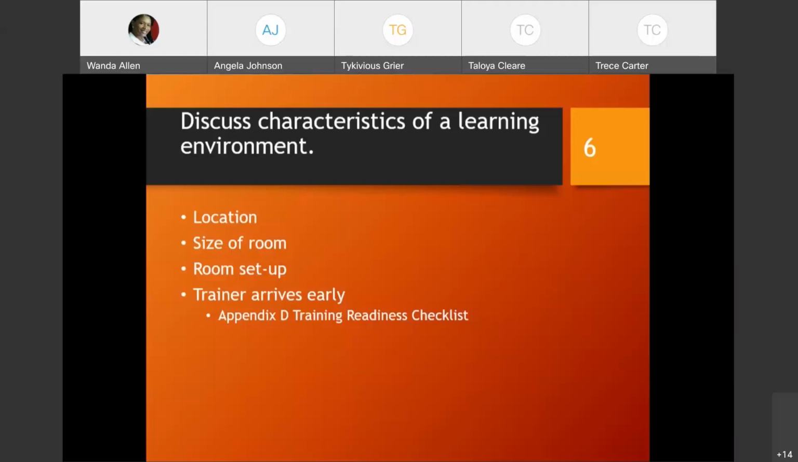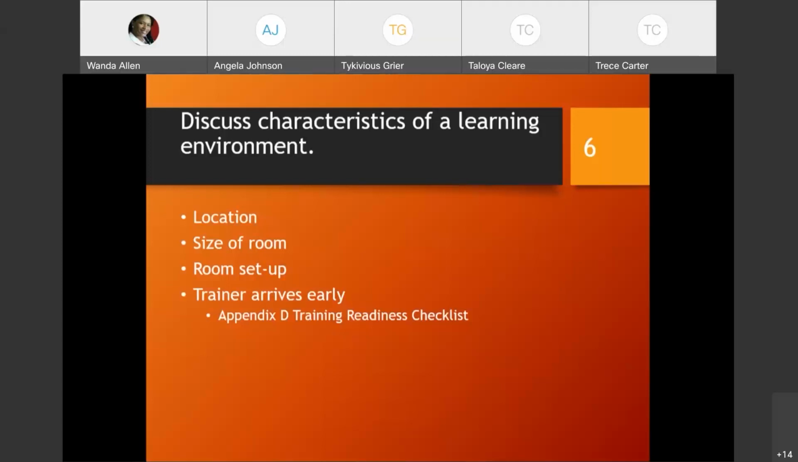Also, as it relates to the learning environment, the trainer arriving early actually has an impact on the learning environment. For example, with this session, I started about 15 minutes before the time I was here. I was logged in. I made sure I had all my material laid out that I knew I would need to use. So it does make a difference when the trainer arrives to a session early.